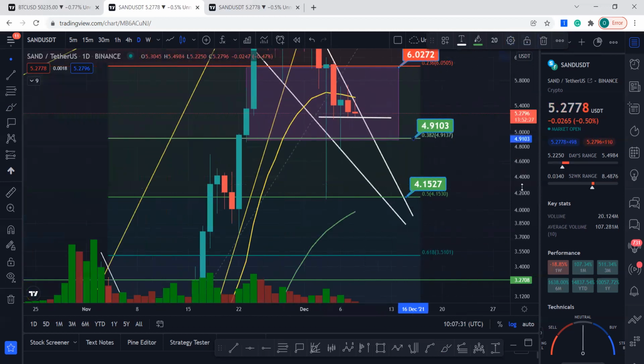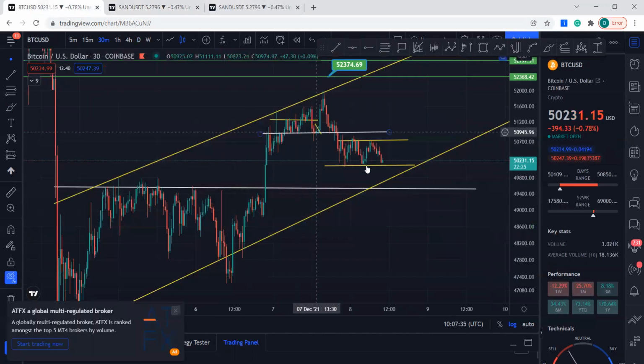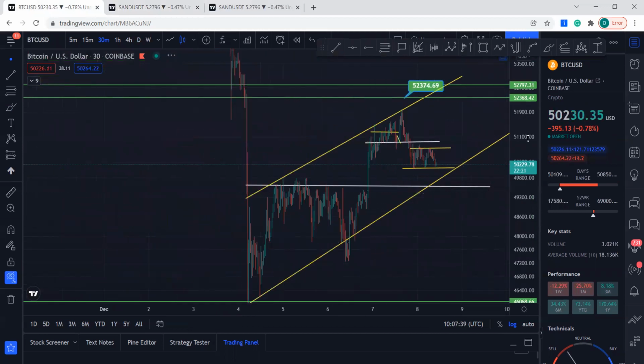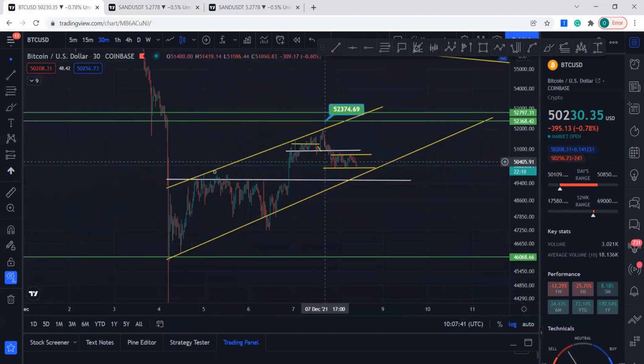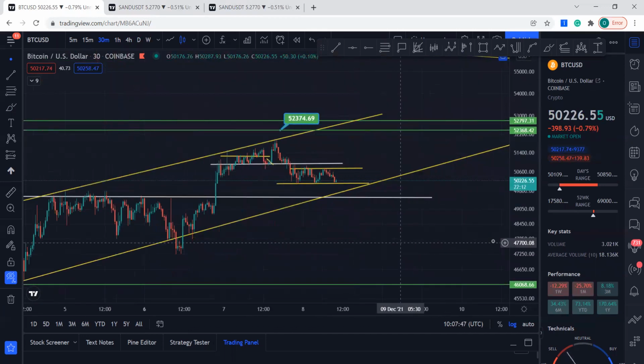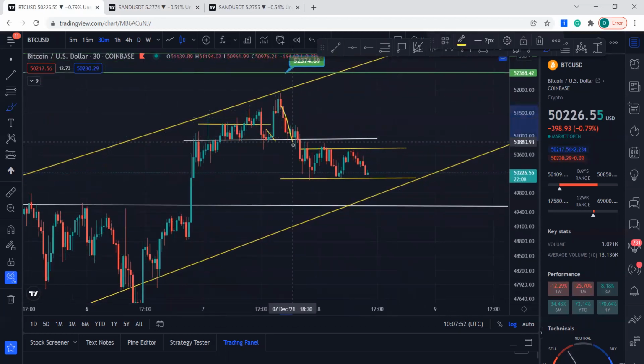So let's see what happens, because at the moment Bitcoin is in this pattern. Look at this pattern, okay? It's just moving in this rising channel, and it's creating this pattern right now. I'll just quickly show it to you. It's creating this pattern. See, you can see a triple bottom being formed.